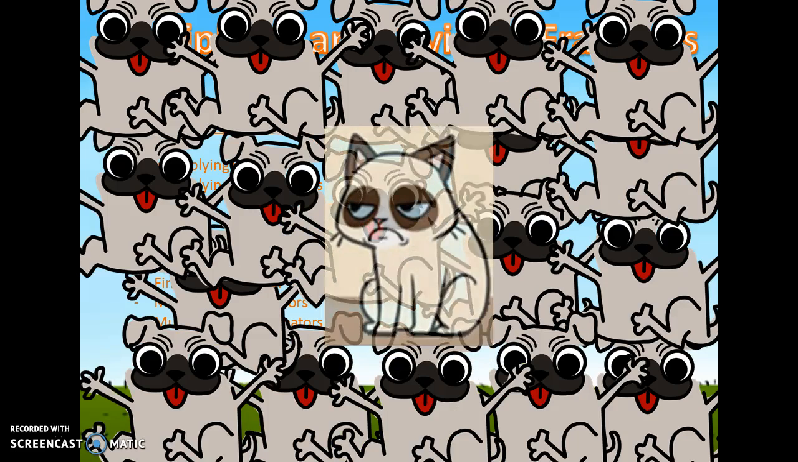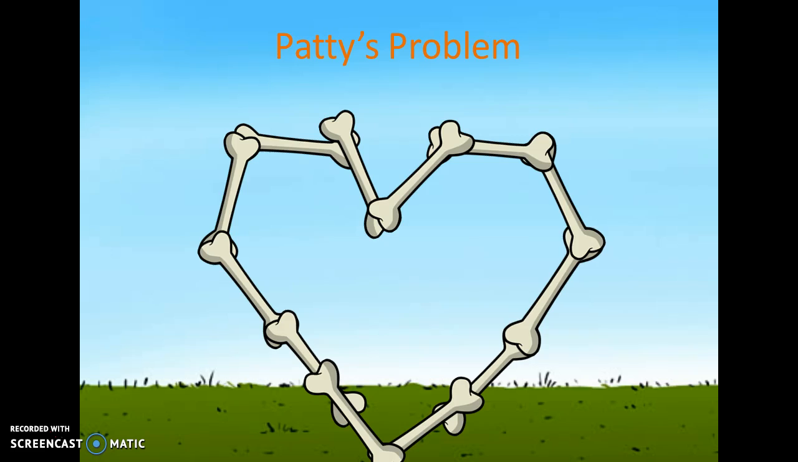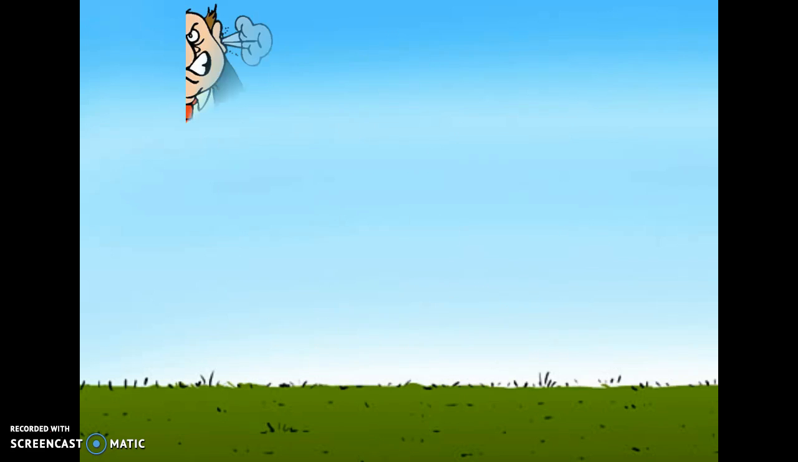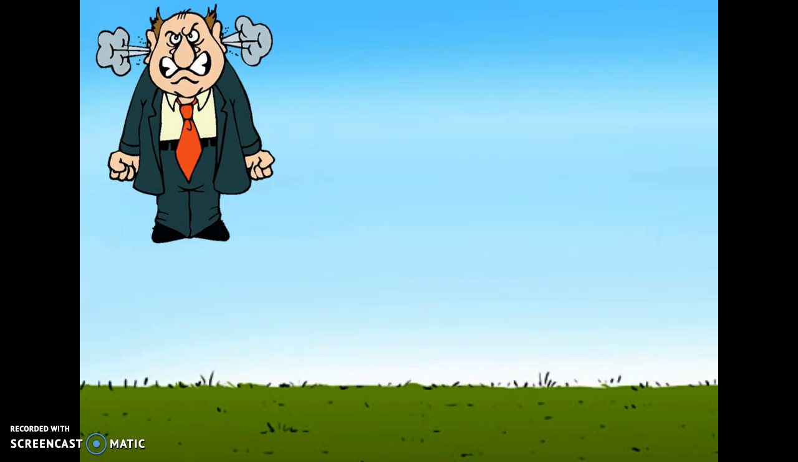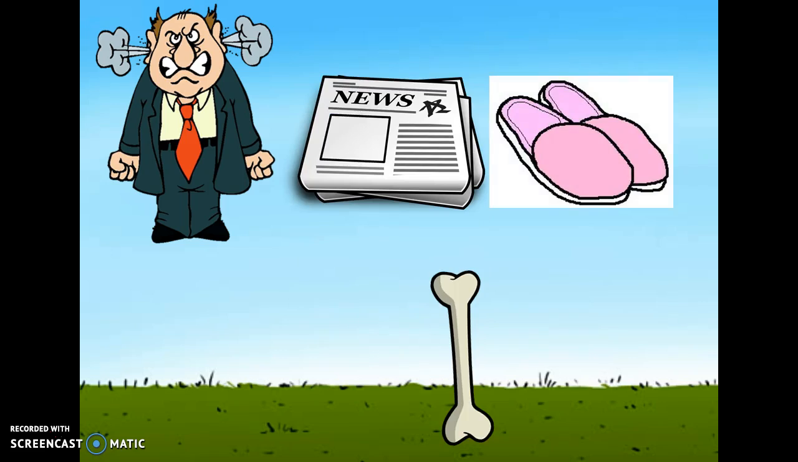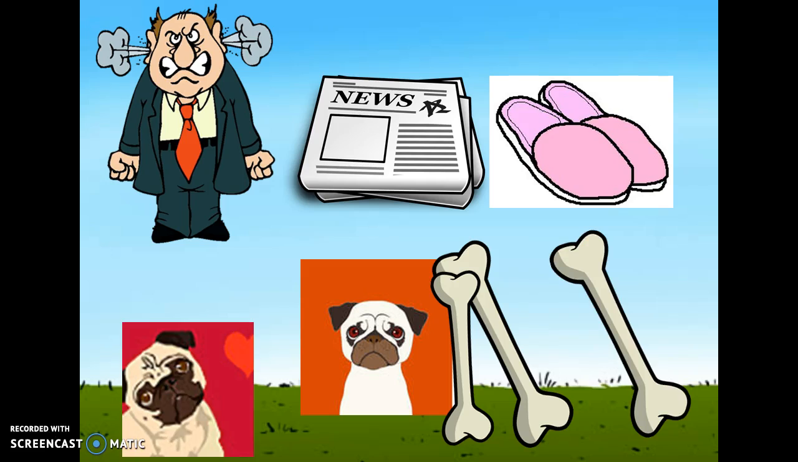This many patties is probably Angry Cat's worst nightmare, but we're going to do it anyway. So Patty does have a problem for us today. As we all know, Patty loves bones, but he also loves to hide them all over the place. Now this makes Mr. H very angry, especially when he finds bones in his newspaper or in his favorite pink slippers. And then Patty has to make a face like this so that he doesn't get in trouble. Or like this. But in the end, his goal is to get more of these.